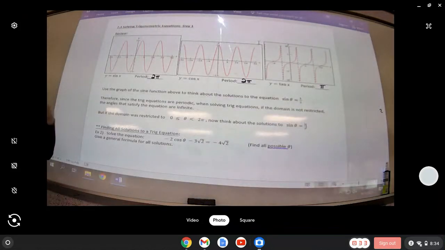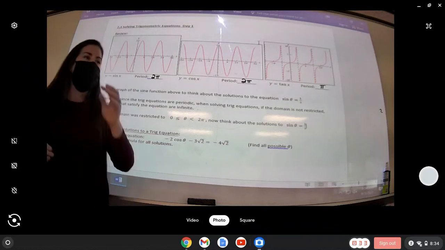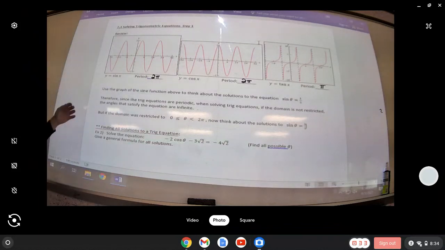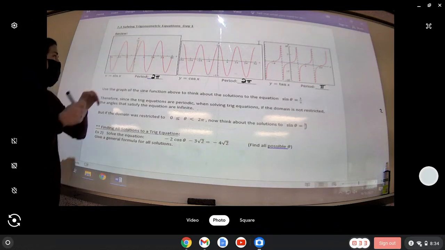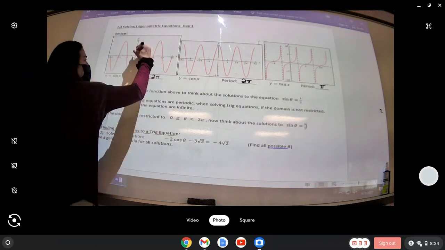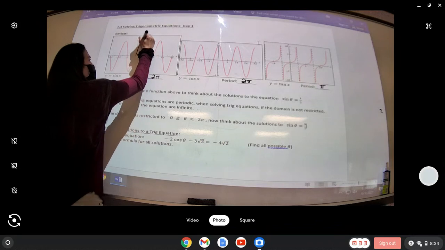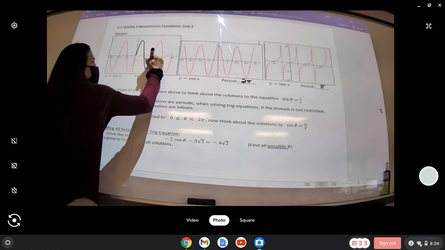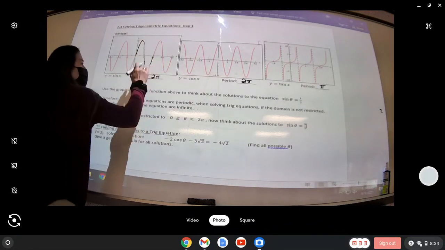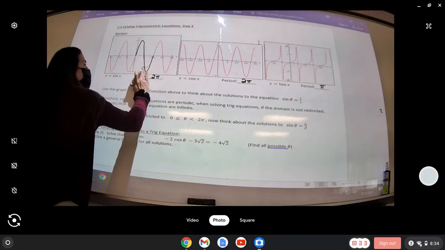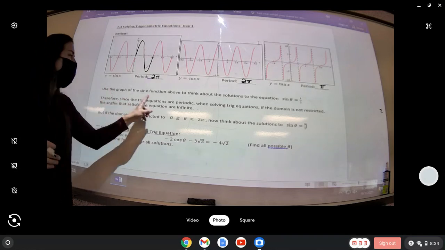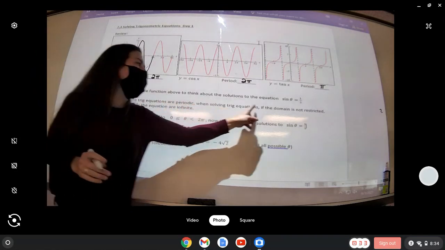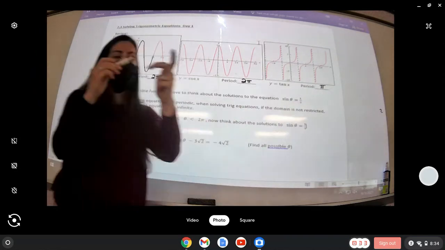So let's think about this. Before we start solving some equations, let's think about a really little one. Guys, if I said, use the graph of the sine function, so let's look at the sine function right here, right? We said he had a period from 0 to 2 pi. So here is one sine curve, and then it just starts to repeat after that. Use the sine function above to think about the solutions to the equation sine theta equals 1/2.